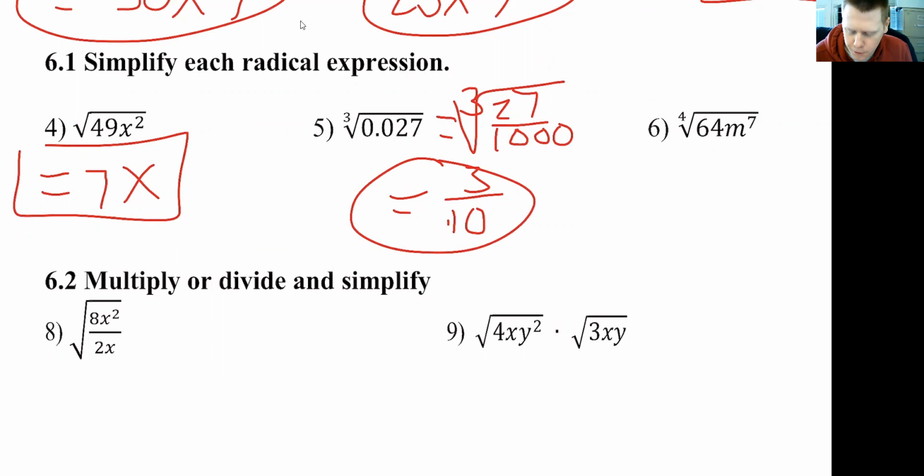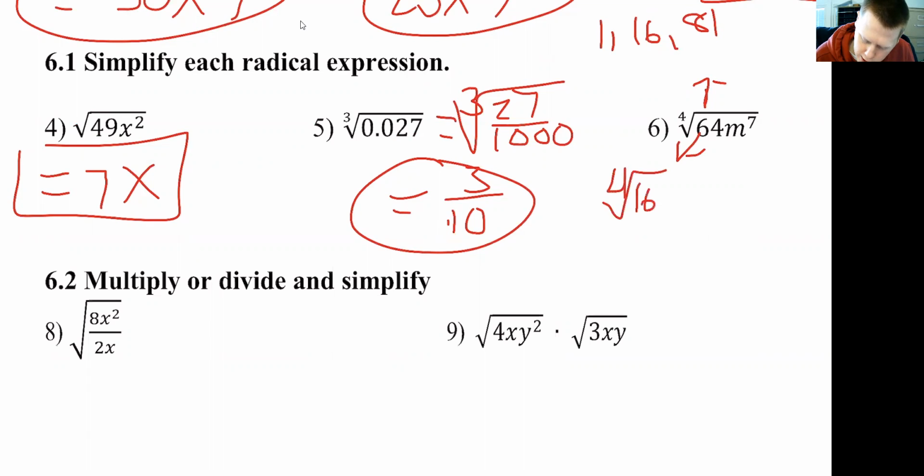For number 6, the fourth root of 64. You could do a factor tree, but I'm just going to think about perfect fourth powers. So 1 to the 4th power would be 1. 2 to the 4th power would be, just make sure, 16, right? 3 up to the 4th power is going to be too big, that's 81. So 16 goes into this. So this would be the 4th root of 16 times the 4th root of 4, because 16 times 4 would be 64. So if we simplify the number part, the 4th root of 16 is 2. The 4 is going to stay underneath our radical.